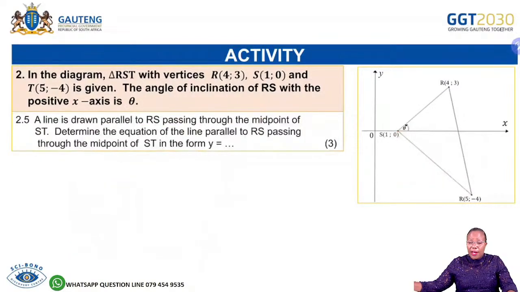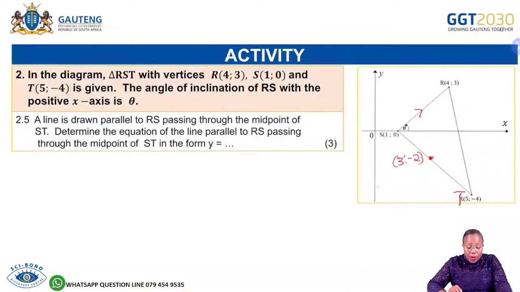Now with the 2.5, a line is drawn parallel to RS. Remember, this is T here. A line is drawn parallel to RS. There's a line drawn parallel to that one, through the midpoint. Remember you have calculated the midpoint above, and the coordinate of the midpoint is 3 and minus 2, grade 12. Now a line is drawn parallel to RS, and it is passing through the midpoint of ST.